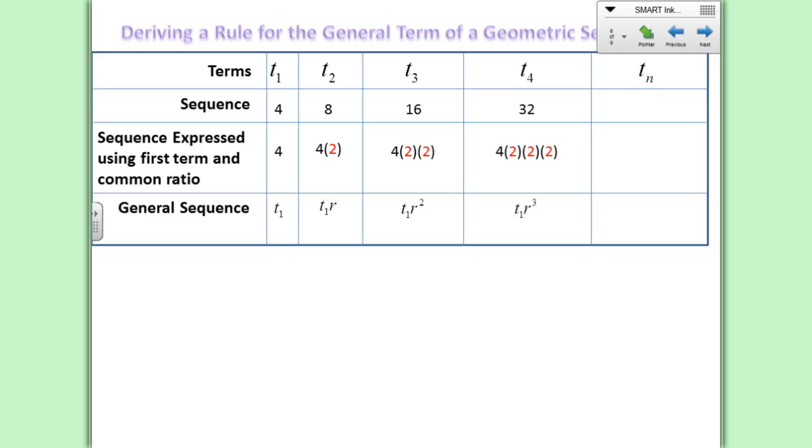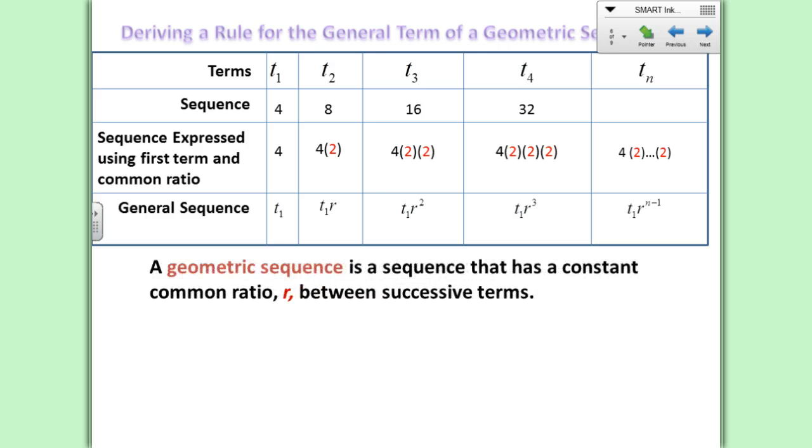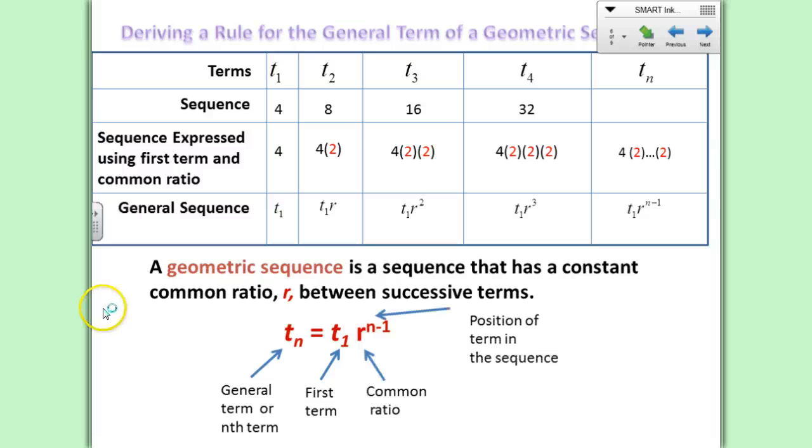So term n, a little bit different than the arithmetic sequence, is going to be starting at term 1 and multiplying by the common ratio n minus 1 times. So the general formula for a geometric sequence is term n equals the first term times r to the n minus 1.